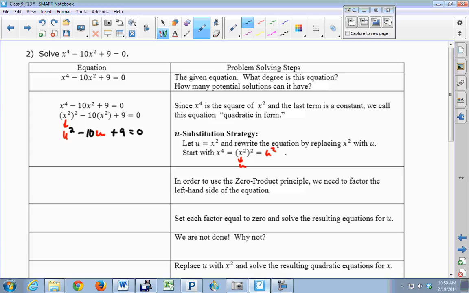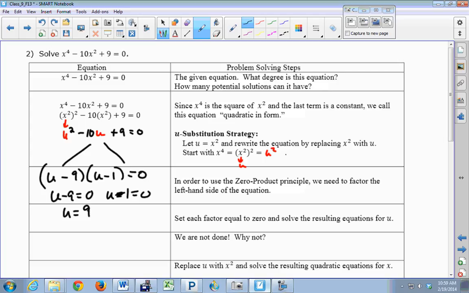So you now use your zero product principle to solve this. You say, okay, I'm going to take my left side and write it as 2 factors that equals 0. And I'm going to set each factor equal to 0, and solve each one, just like I've done a zillion times before.